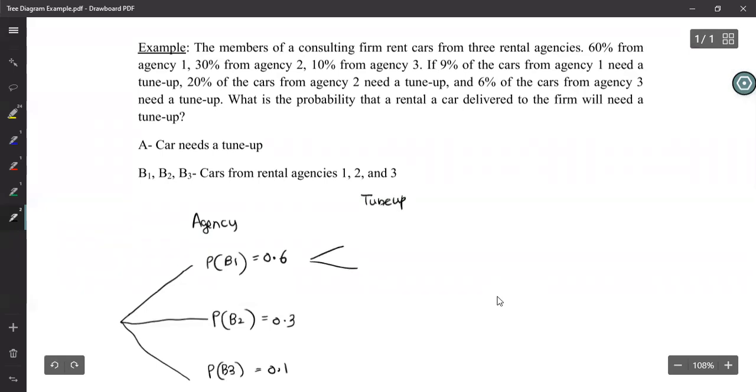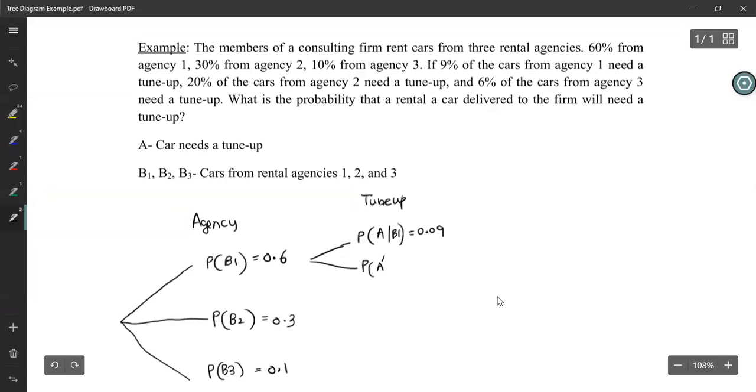Right. What is the first branch? It says 9% of the cars from agency 1 need tune-up. So here's agency 1, B1. Needing a tune-up is A. Probability of needing a tune-up given B1, what is that probability? 9%, 0.09.